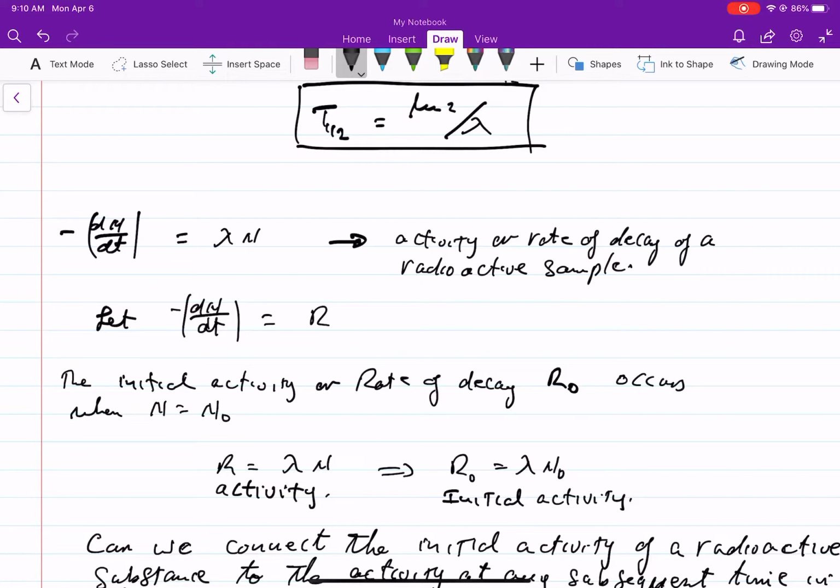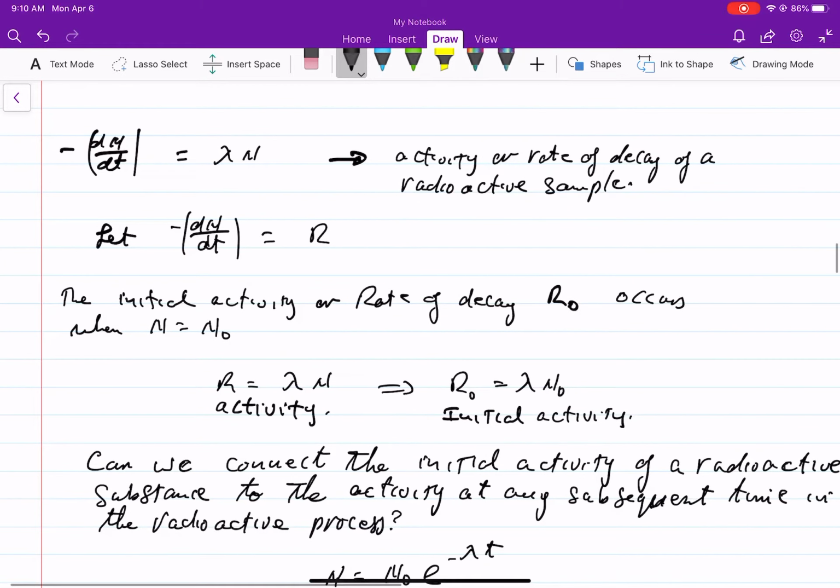So if I replace minus dn dt with R, then this equation here becomes this equation. Minus dn dt is equal to lambda n. That becomes R is equal to lambda n. So that's the equation you can use to represent activity.